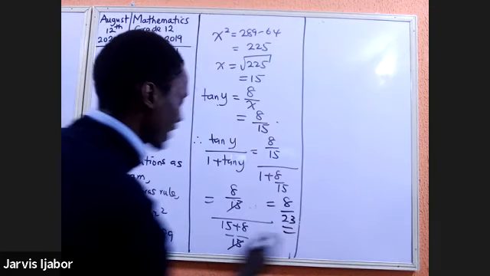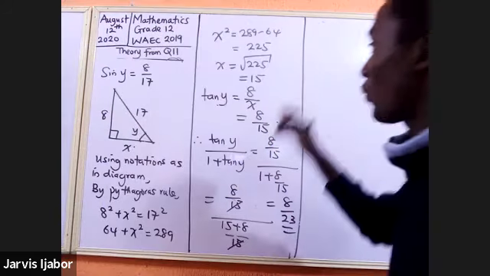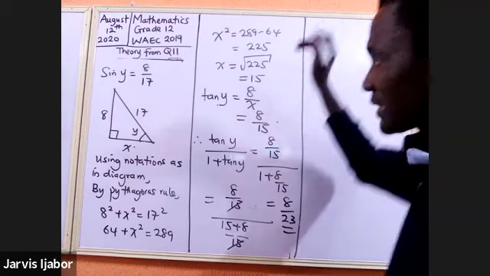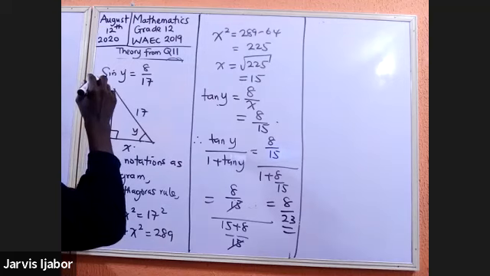So the answer is what? 8 over 23. This should be for about 4 marks, I think. Now we go to the last question. Did I tag it? This is question 12A.